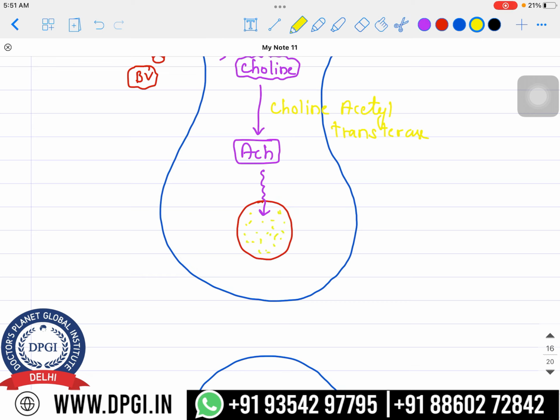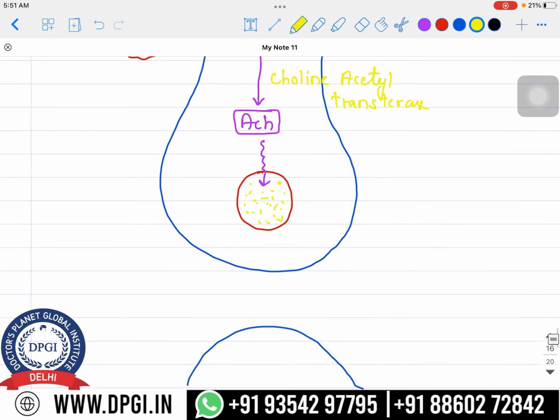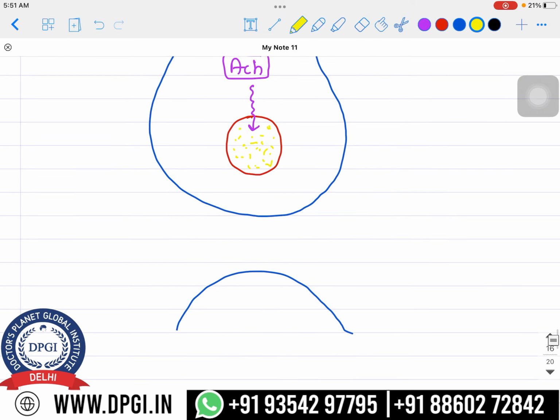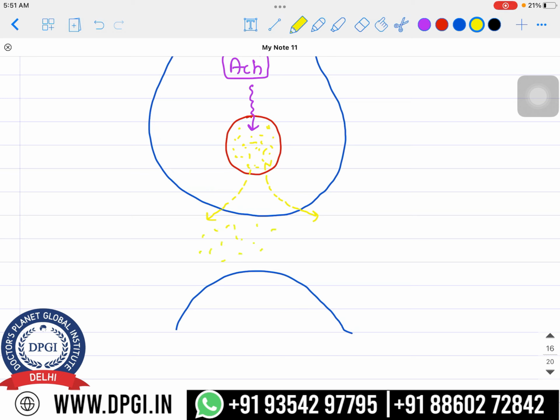Simple. Till now everything is clear, I guess. Now this acetylcholine will move out, and you know how it moves out: with the help of the calcium ion influx. Now it is present in the synaptic gap. I'm not repeating that part because we have already discussed it.